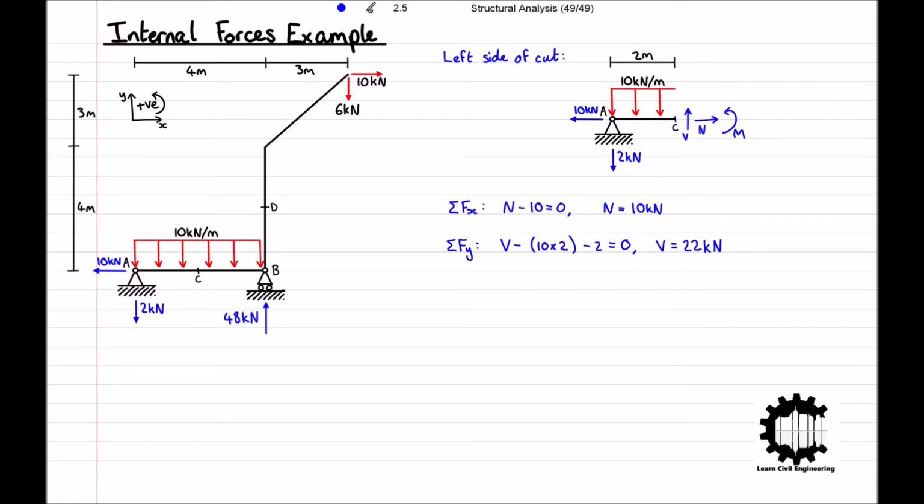And finally, taking the anticlockwise rotation direction to be positive, the sum of all moments relative to point C is equal to 2 times 2 plus 10 times 2 times 1 plus M equals 0. So we can see that M is equal to minus 24 kilonewton meters. So we can conclude by saying at point C, there is a positive axial force of 10 kilonewtons, a positive shear force of 22 kilonewtons, and a negative moment of 24 kilonewton meters.